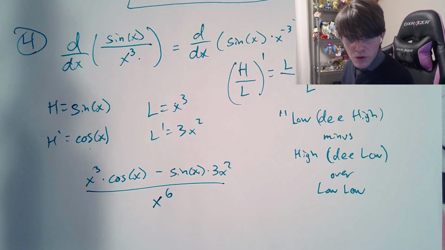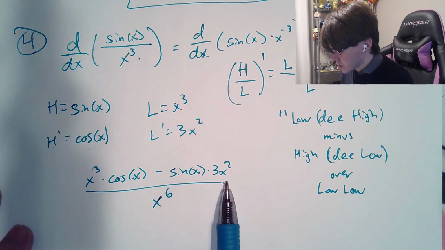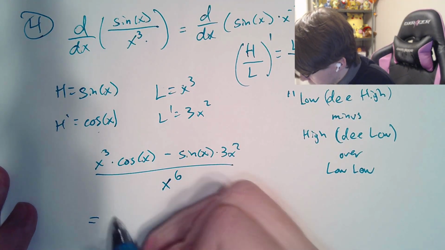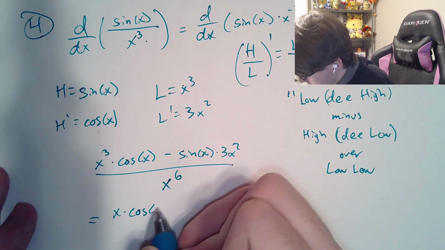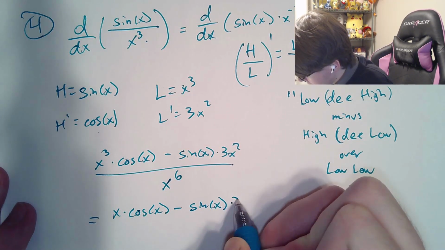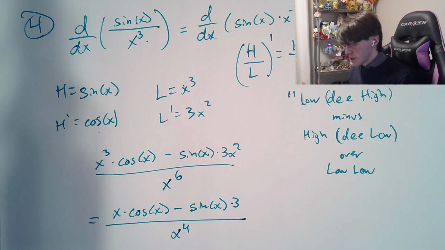However, one thing to note in this particular question is it really does make sense to simplify, because there's an x squared in all three terms here. So this can easily simplify to x multiplied by the cosine of x minus the sine of x times 3, divided by x to the power of 4. So I do think that makes sense to do.